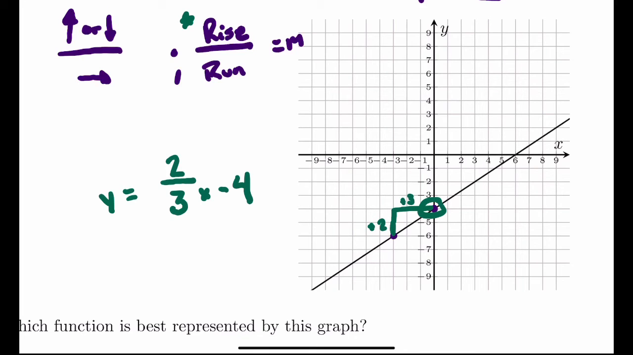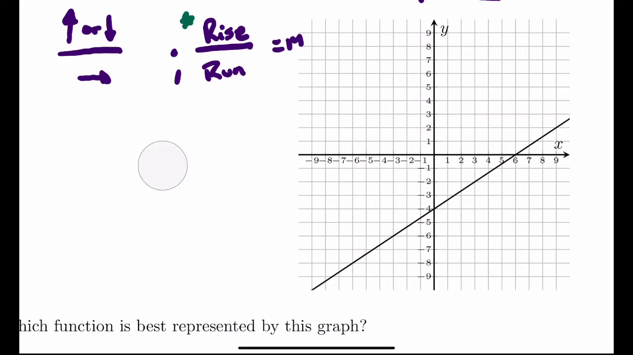Now, let's say I grabbed this point and I didn't see this point right here. Let's say I didn't see that point. I went up actually over here. Well, I could still count. 1, 2, 3, 4, 5, 6. So I went up 6. And then I went to the right. 1, 2, 3, 4, 5, 6, 7, 8, 9. Went 9. I rose 6 and ran 9.